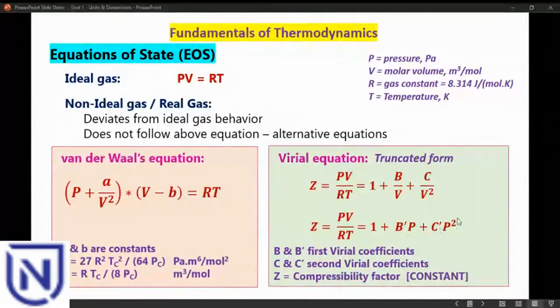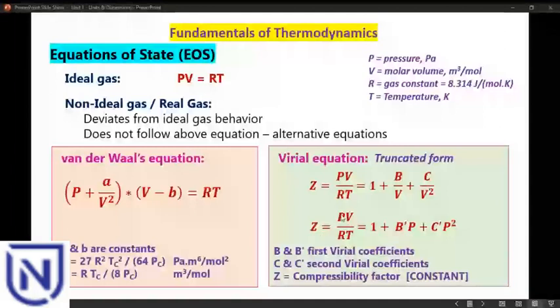Similar to that, C dash P square plus some more terms are there, P power 4 kind of terms are there, that I have cut. That's called truncated. Now this B dash and C dash are also called the first virial coefficient and second virial coefficient. This Z is called the compressibility factor.